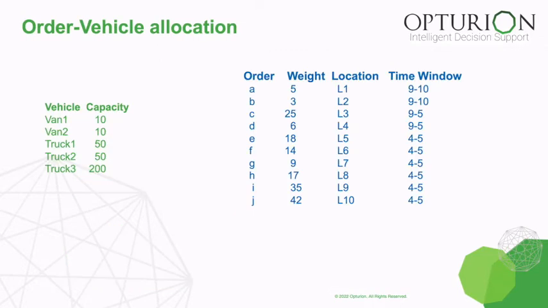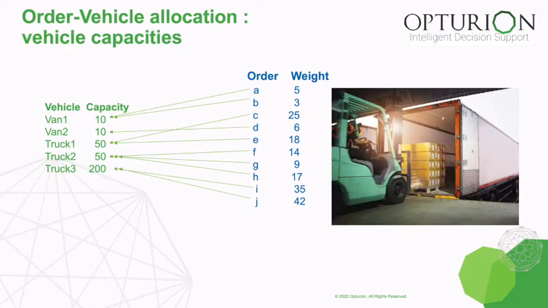Just looking at the allocation of vehicles to orders, we have a capacity constraint. So a small van, say, can only have a capacity of 10. If we have orders A and B, and their weights are 5 and 3, they can fit in van 1. And we can actually allocate a set of orders to a set of vehicles based on their capacity quite successfully.